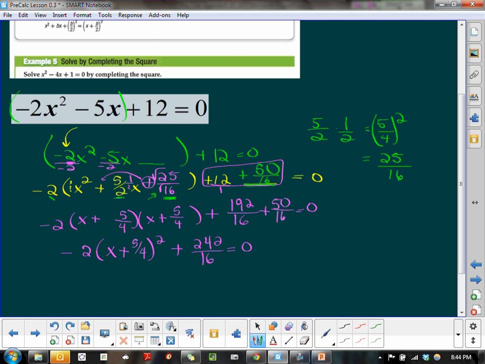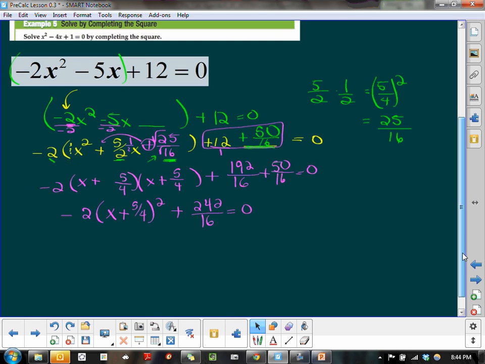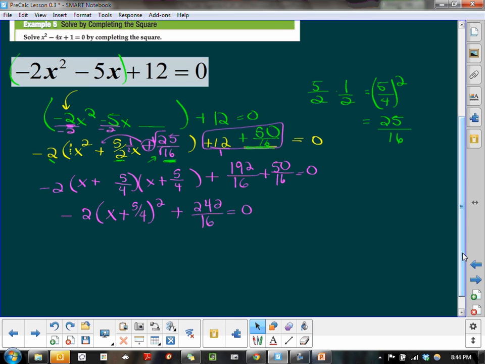242/16 equals 0. As you can see, putting a leading coefficient in there makes things a little bit more complicated. Also, I made sure that I had this as a negative because we had to keep it balanced. We had to add it over here at 50/16. So that's a little spot that a lot of people get stuck in.